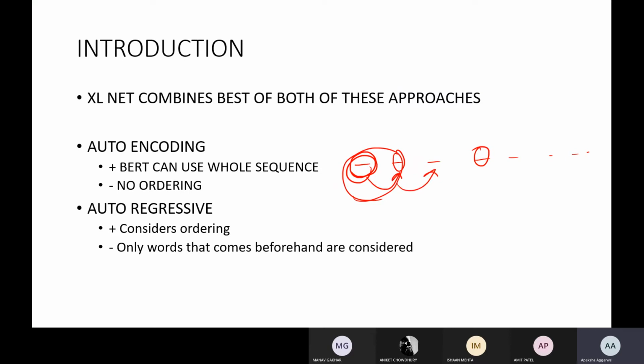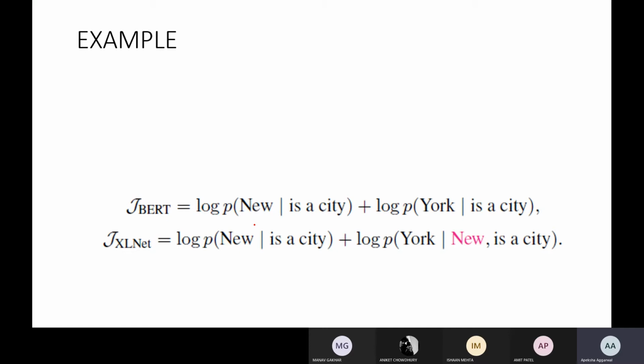Okay. So what Xlnet does is, Xlnet combines the pros of these two approaches. It considers the whole sequence, and also it considers the ordering. So Xlnet combines the pros of each of these approaches. Let's see the example. I'll open up the research paper that proposed this Xlnet.